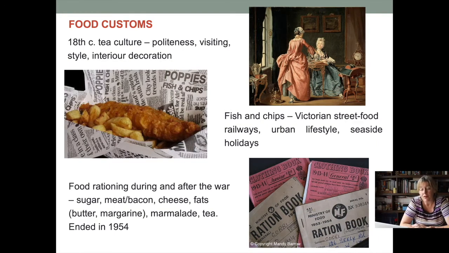Then in the 20th century, during wartime, we have food rationing. During and after the war, it actually ended as late as 1954. There were food shortages. Well, everybody remembered that Britain is an island and you can only grow as much food as grows there. So important foodstuffs such as sugar, meat or bacon, cheese, fats such as butter or margarine, marmalade, and tea were rationed. You would get a rations book, and if you wanted to buy these things, you would have to present the tickets.